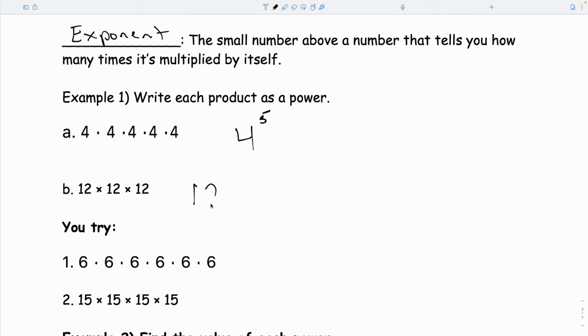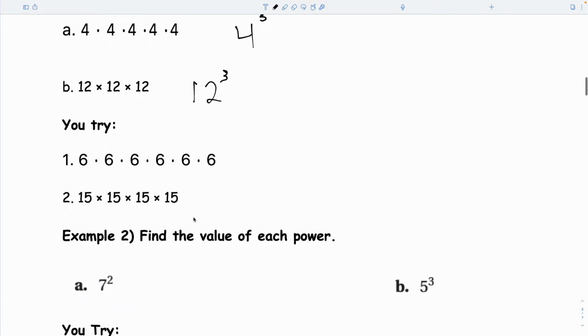Let's make a power out of 12 times 12 times 12. Who can help me? What's the exponent? 1 hand, 2 hands, 3, 4, 5, 6, 7. Reese. It's 3 exponent. Awesome. You try these next two.